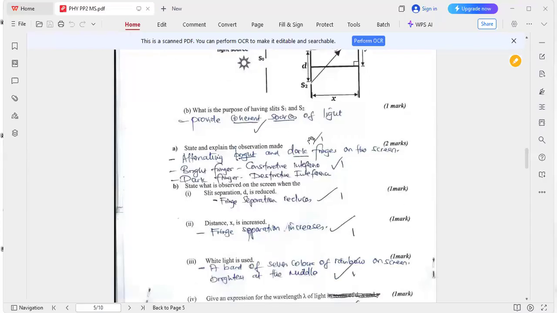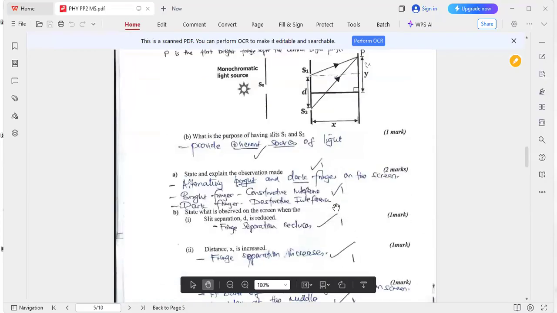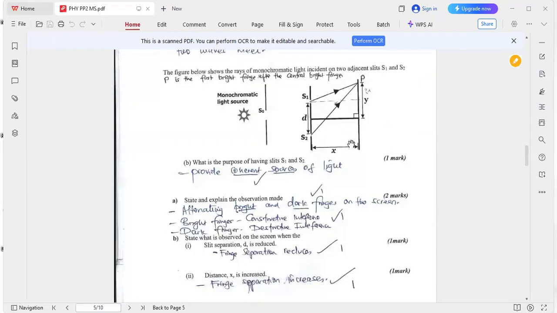Distance from S2 to P, that's why you can see this formula here. S2P minus S1P equals lambda. But you don't have to really measure on that because it's out of the syllabus.